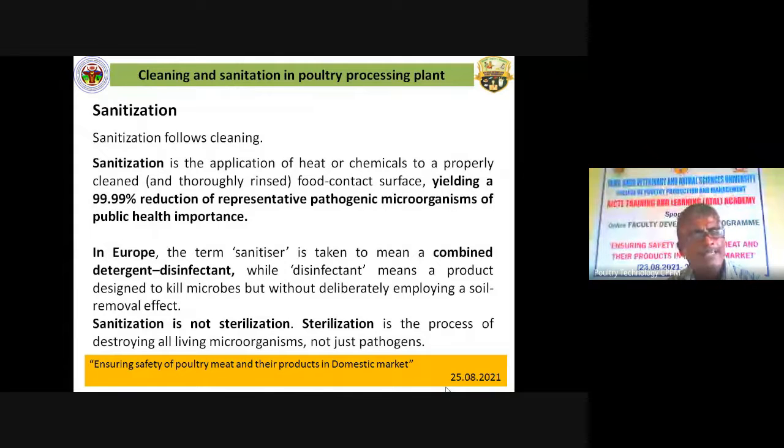Then sanitization does not ensure sterilization, because sterilization is a process that kills all, it destroys all forms of life. That means whether it is a vegetative cell or spore, all will get eliminated by the process of sterilization. The difference between sanitation and disinfection is that sanitation is usually applied to the floor, whereas disinfectant is applied to food contact surfaces.